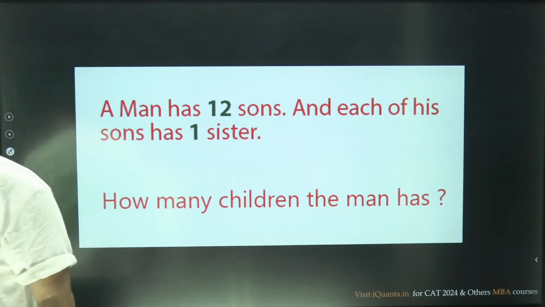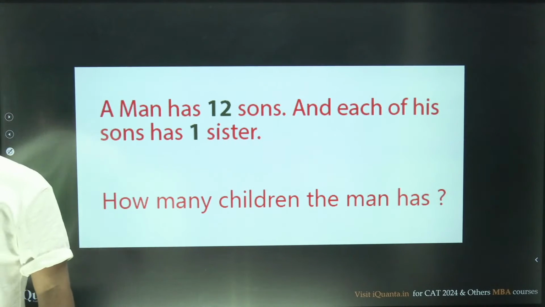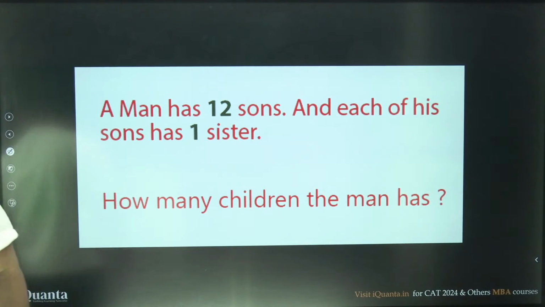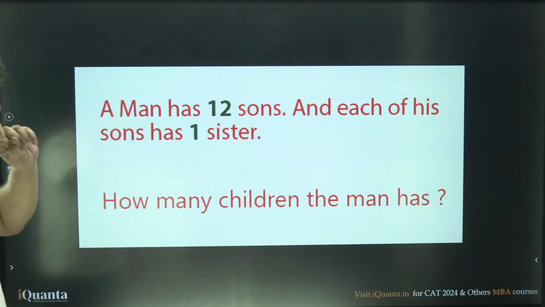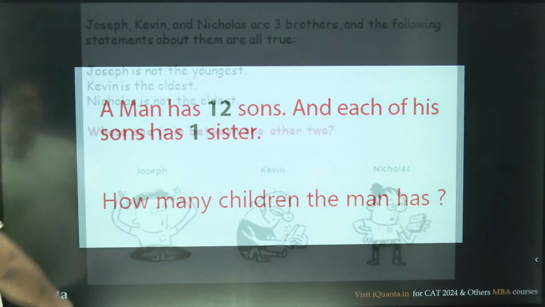Wow. Everyone got 13. Samruddhi got 12. Is anyone getting 24? Okay, good. So 12 sons, and even if there is one daughter in the family, that daughter will be a sister to all the 12 sons. So we have 13 children, of course. No prizes for guessing this.